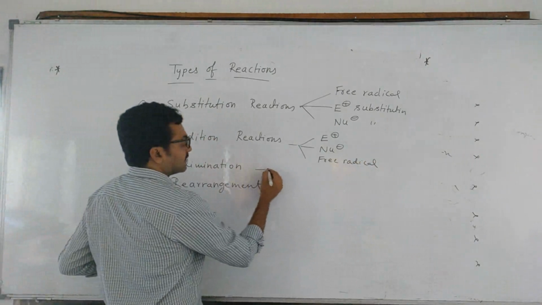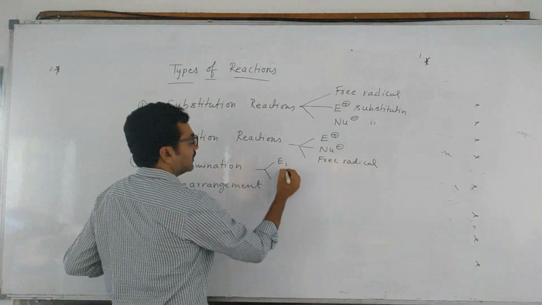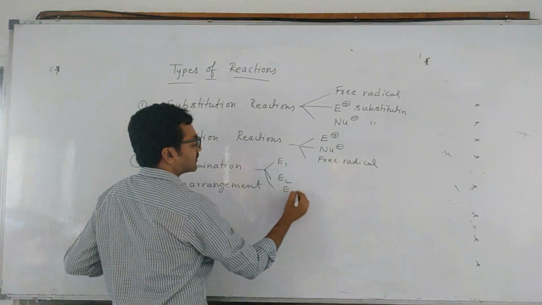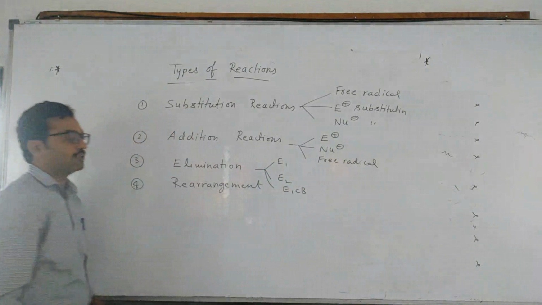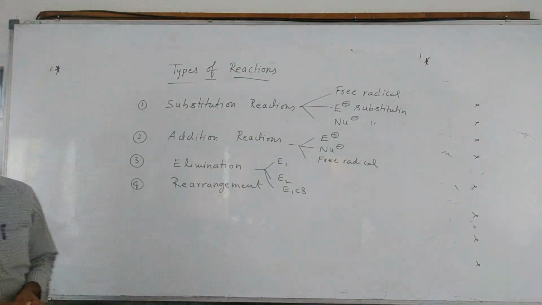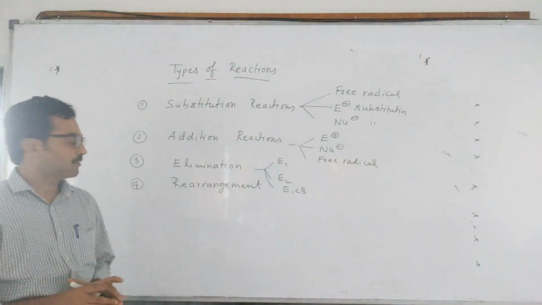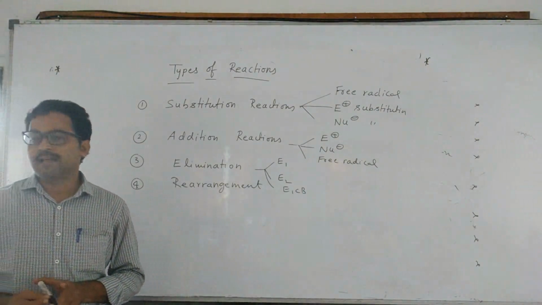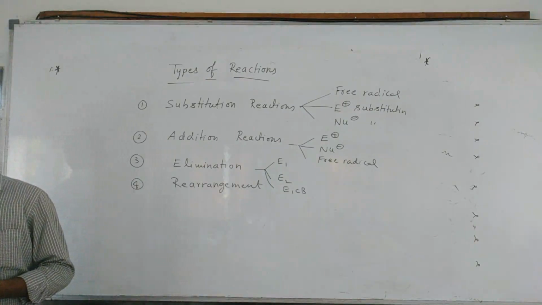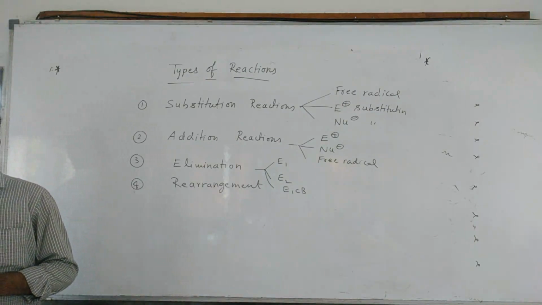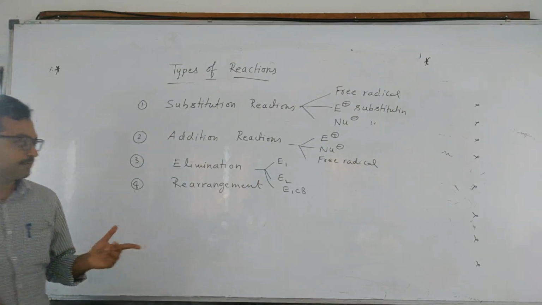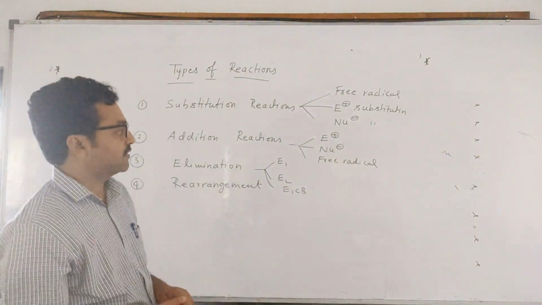Elimination reactions are classified into E1, E2, E1 CB reaction. E1 conjugate base, CB means. Okay, rearrangement there is no further classification. So many rearrangements are there, like Pinacol rearrangement, Wagner-Meerwein rearrangement, benzylic rearrangement. Like that, many rearrangement reactions are there. So there is no classification.